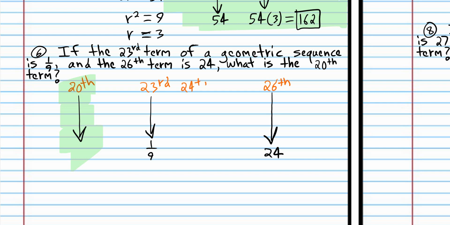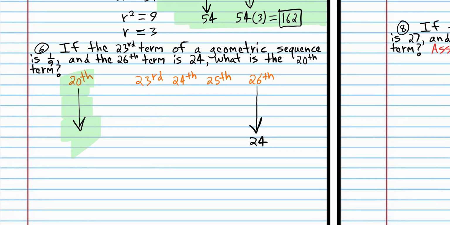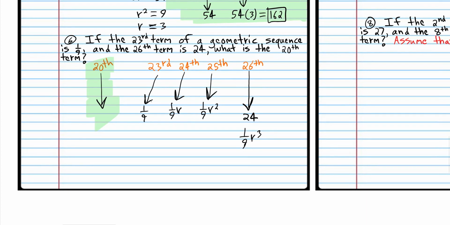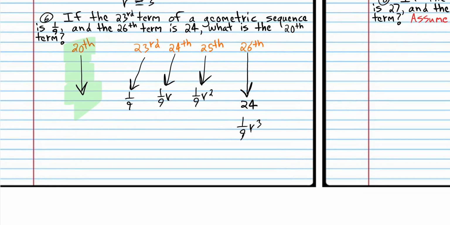And I'll just write this out. So 24th term and 25th term and then 26. So the 23rd term is 1/9. The 24th term is going to be r times 1/9. The 25th term is going to be r squared times 1/9. And the 26th term is going to be r cubed times 1/9. So we take the 23rd term and multiply it by r 3 times to get to the 26th term. So what that means is that 1/9 times r cubed has to be equal to 24.